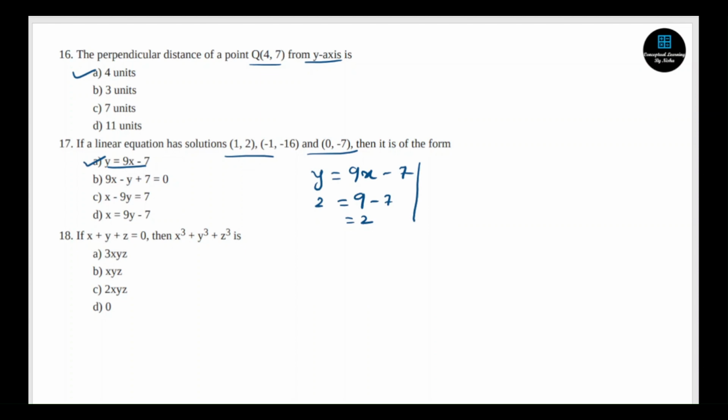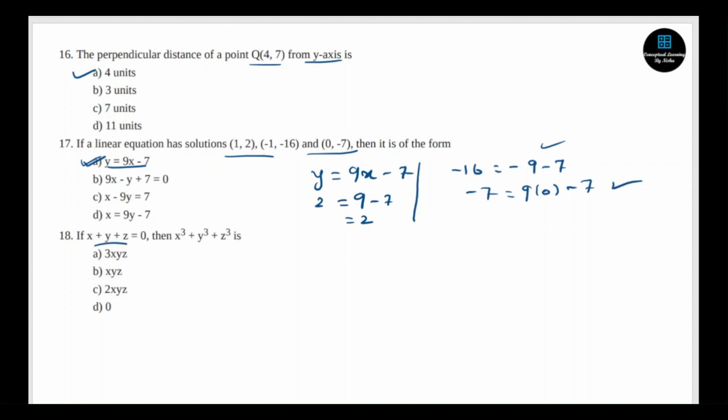Alright. So this is the correct one, right? You can immediately say that. Simply just check for the ones, okay? So you'll get negative 16 equals 9 times negative 1 minus 7. So yes, you'll get that. And minus 7 equals 9 into 0 minus 7. So yes, this is also there. So just recheck this, okay?